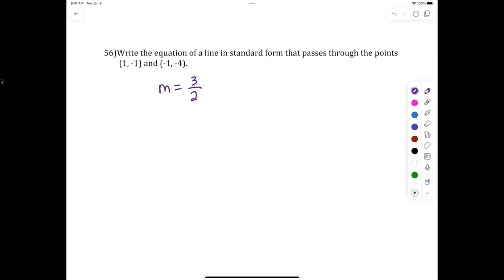All right, now we're gonna write in what? Standard form, and we have a fraction. So this is a little bit more tricky, but I'm trying to help you now with your fraction skills. So when I do this, if you get lost, you just tell me. All right, so first thing we're gonna do is just say y plus 1 equals 3/2 times x minus 1. Do we agree? I chose the first point because it seemed easier.